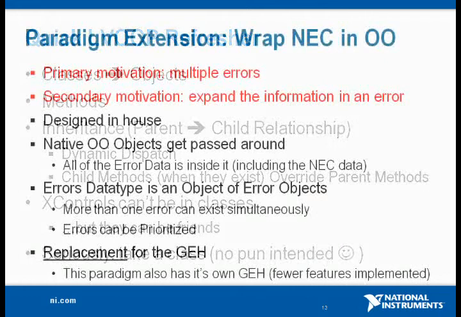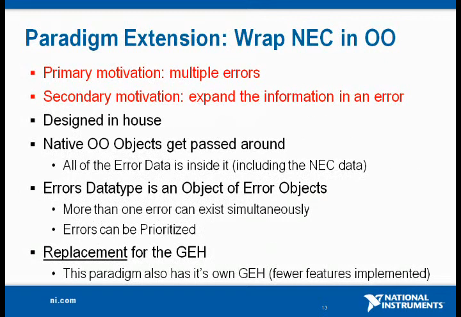Okay, now I'm finished with the current paradigm. Now I'm going to talk about a couple of ideas that have been floated. This first one I'm calling the RAP native error cluster in OO. The primary motivation for this paradigm is that we wanted to have multiple errors. Secondary motivation is that we wanted to expand the information that we could have in the error without having to just plug everything into the source and build on ourselves.